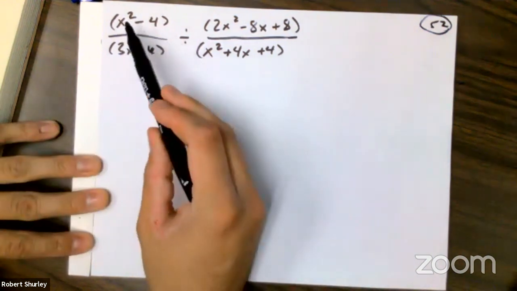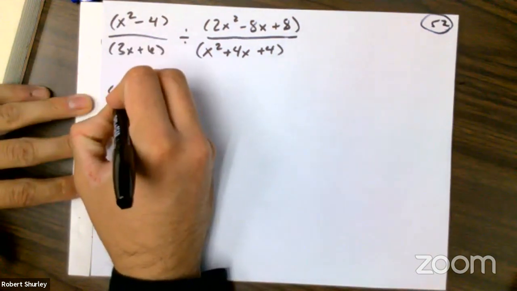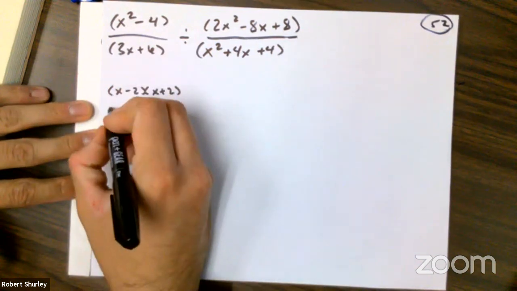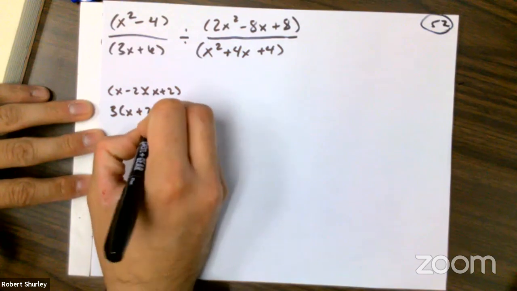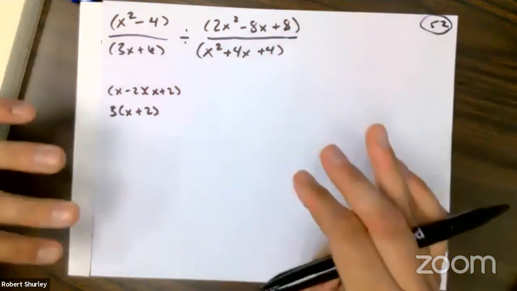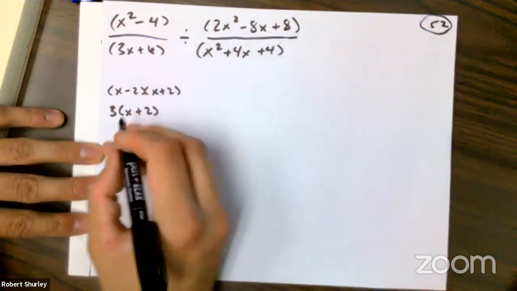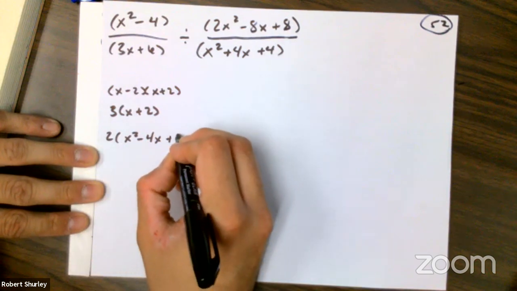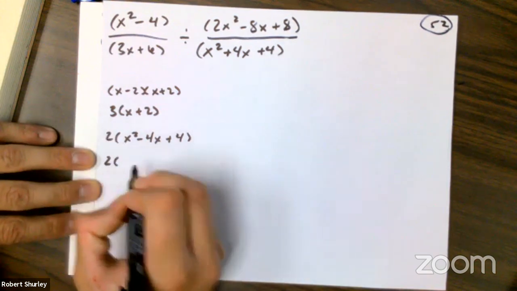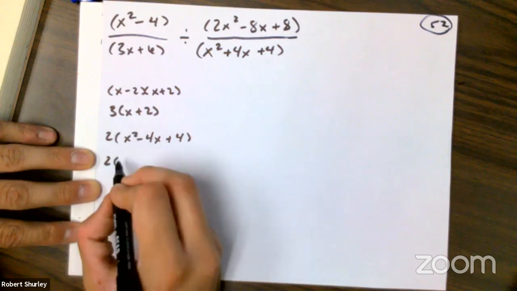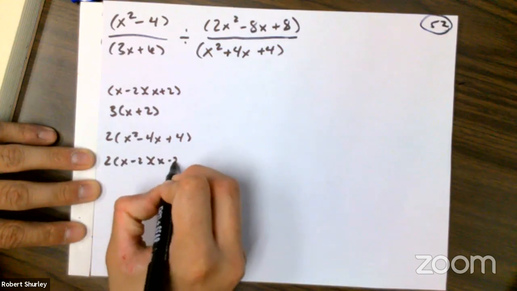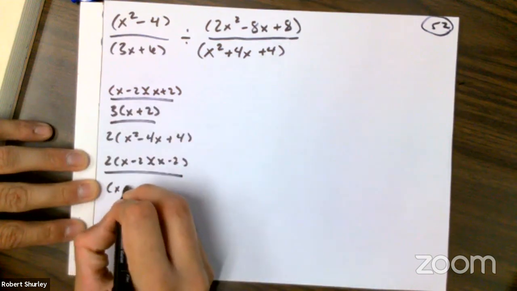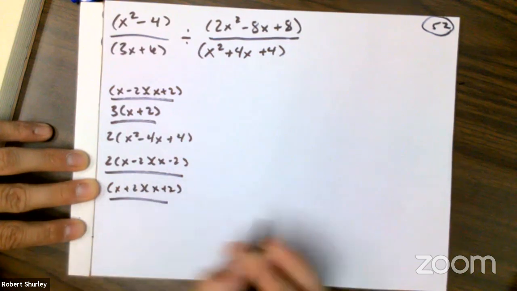Okay, so top left, we've got x squared minus 4. That's going to factor into x minus 2, x plus 2. The bottom left, I can factor a 3 out, that's x plus 2. The top right, which is going to become our bottom right, I can factor a 2 out. That leaves me with x squared minus 4x plus 4. This factors into -2 and -2, right? X minus 2, x minus 2. So right now I've got this one, and that one. Now this guy is going to factor into x plus 2 times x plus 2, okay?